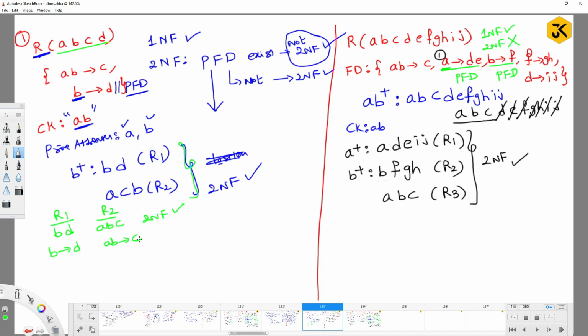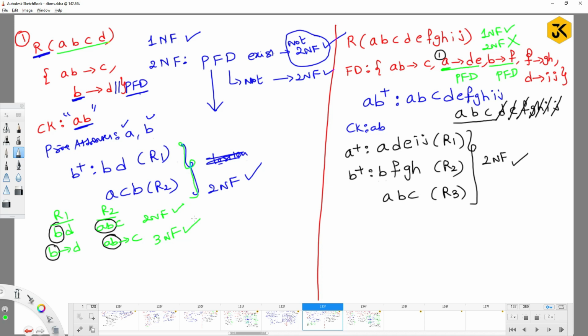Obviously no. If you observe this particular example, what is the key here? B is the key, right? Here the key is AB. If you would like to say there is a transitive functional dependency, there should be a functional dependency with a relation between two non-key attributes. Are there any such functional dependencies available here? No. So as it is free from transitive functional dependencies, I can directly say that it is in 3NF.